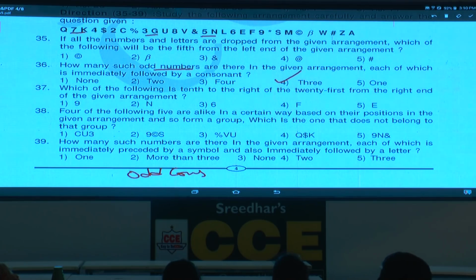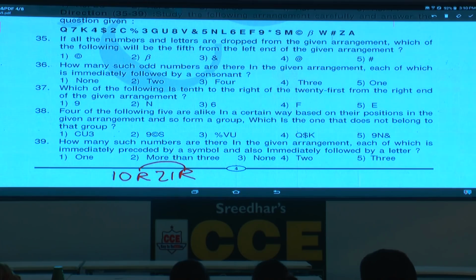Then 37. Now in this question number 37, what is given in this one? Which of the following is 10th to the right of 21st from the right? 10th right, 21st right, those are the directions. What are those directions? Right and right means same direction. Same direction we should subtract. 21 minus 10 is so much. Now 11th element from the right.